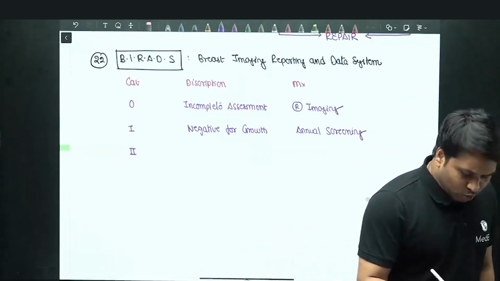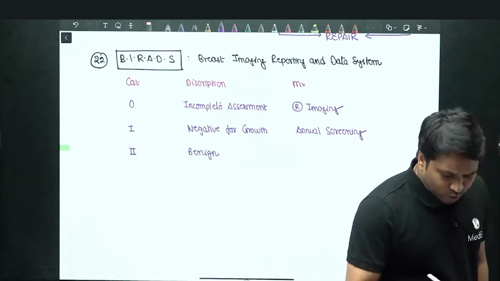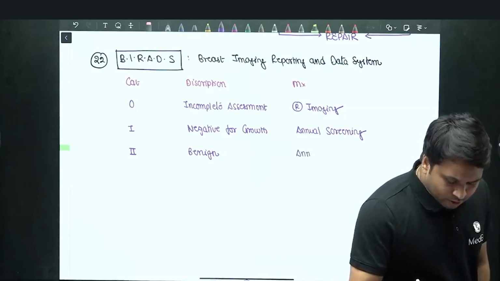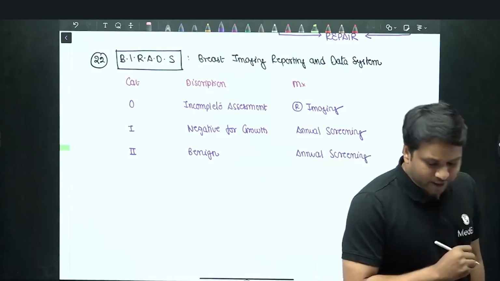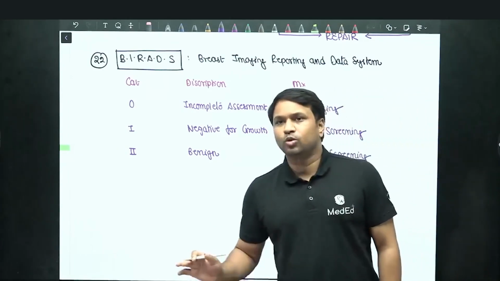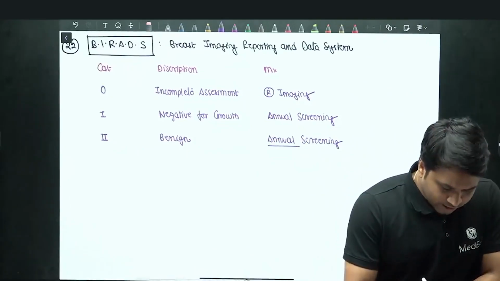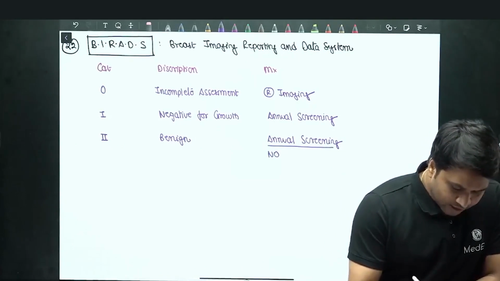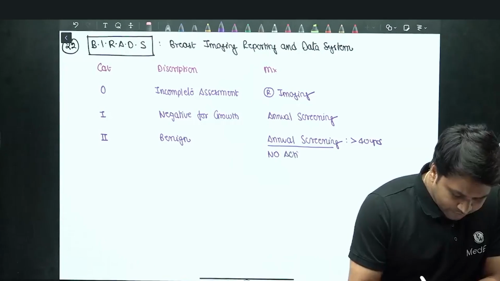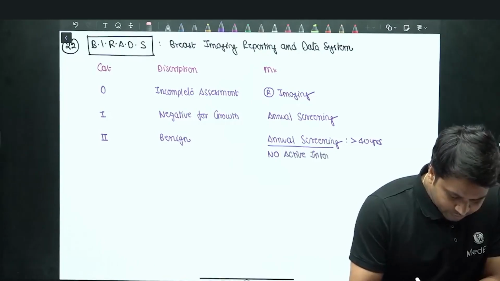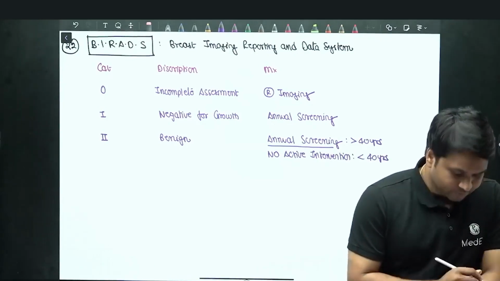Now category 2, it is benign. Benign, you don't need to do anything. Continue the patient on annual screening. I am not going to put the patient through anything further, right? Do not do any intervention. So basically no active intervention. So annual screening or no active intervention is required. Annual screening if it is more than 40 years. If less than 40, no active intervention.